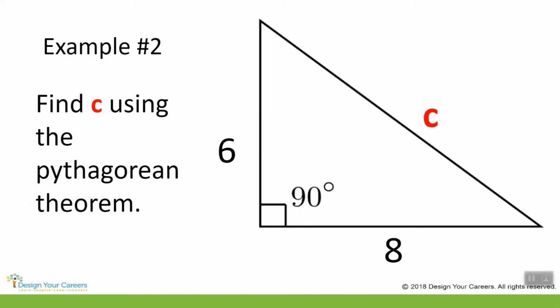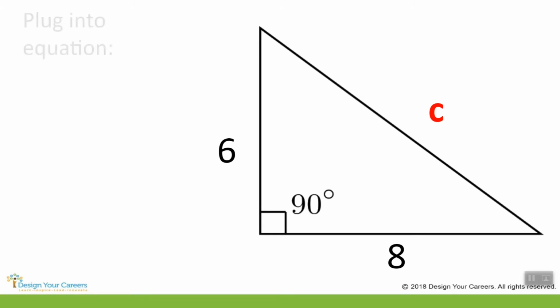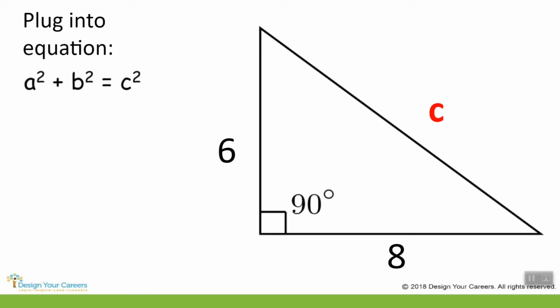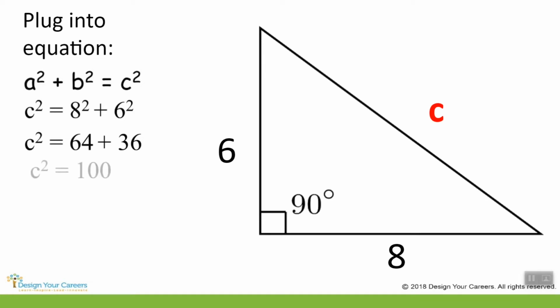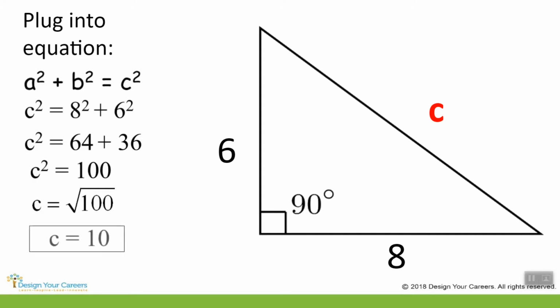Example number 2. Find c using the Pythagorean theorem. Once again, we have to find the hypotenuse. Once again, you would have to plug it into the equation. a squared plus b squared is equal to c squared. c squared is equal to 8 squared plus 6 squared. So c squared is equal to 64 plus 36. Therefore, c squared is equal to 100, and you would have to take the square root of both sides. So c is equal to the square root of 100. So therefore, c is equal to 10.